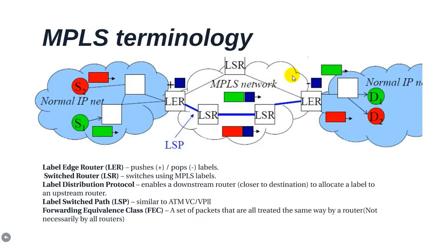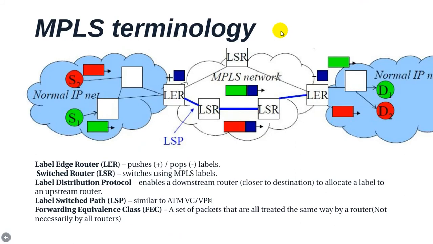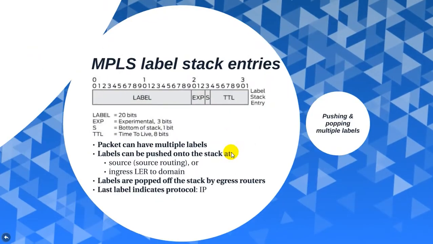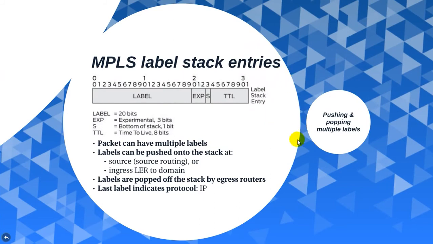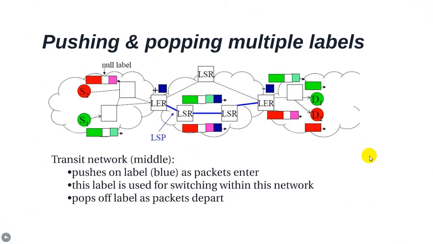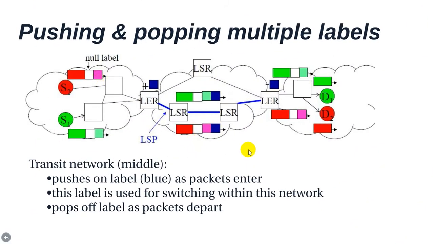Now let's look into some MPLS terminologies. From the graph about the MPLS network, we can see the label edge router, label switch router, and label switch path. Next, MPLS label stack entries. Packets can have multiple labels. Labels can be pushed onto the stack, and labels are popped off the stack by egress routers. That label indicates the protocol. And as we can see from the picture about pushing and popping multiple labels, it pushes a label as the packet enters, and this label is used for switching within this network, and it pops off the label as the packet departs.